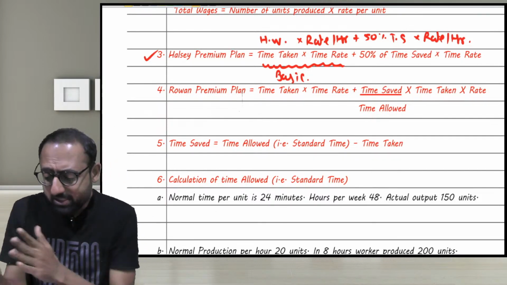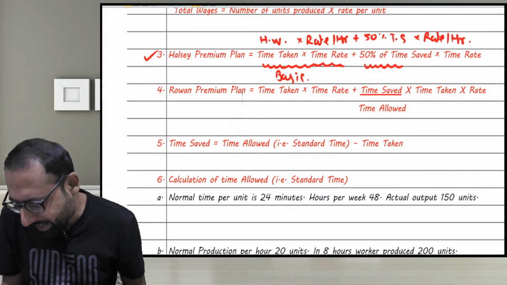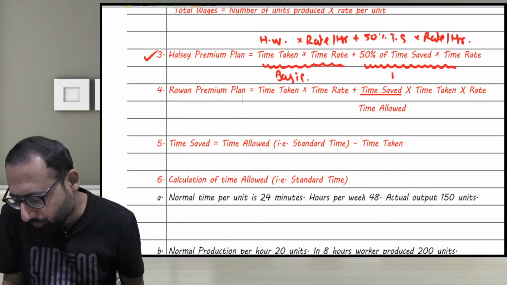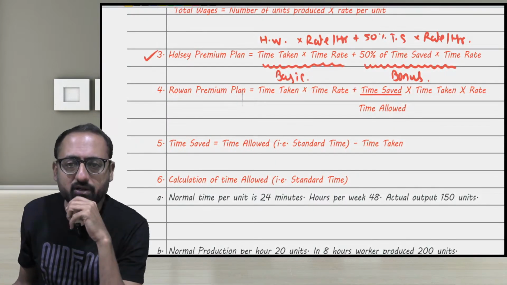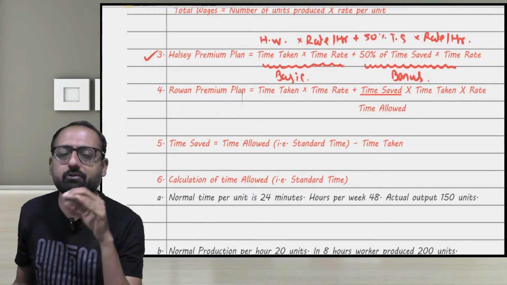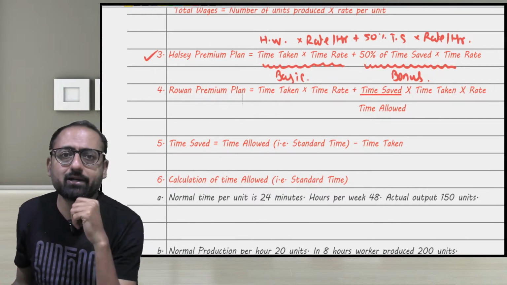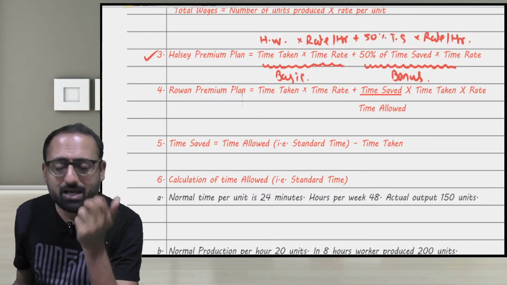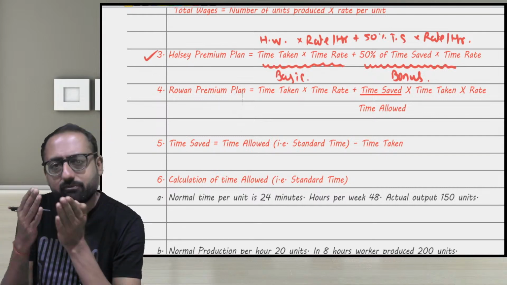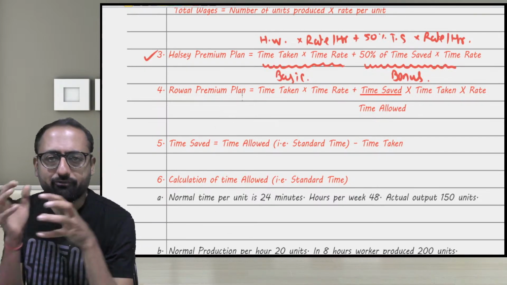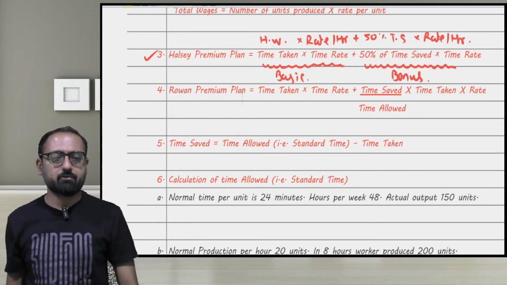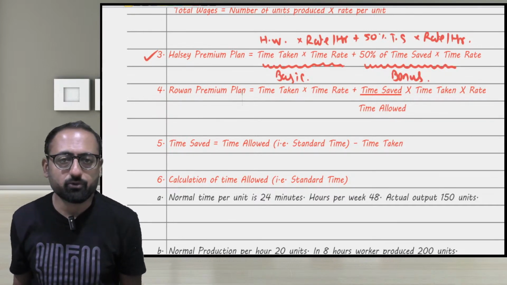And the next part of the formula is bonus. The workers who are efficient, the workers who are saving the time, whose efficiency is high, they will save the time. If they are saving the time, they will get a bonus: 50% of time saved multiplied by rate per hour. So this is your third formula.